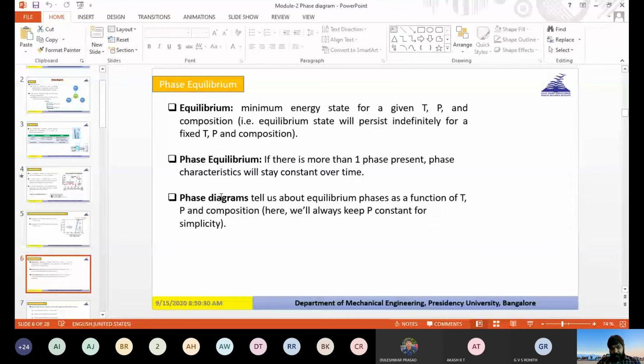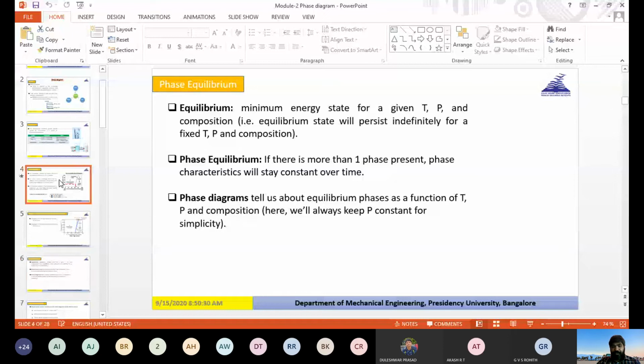So what does this phase diagram tell us? It will tell us about the equilibrium phases that are present in a system as a function of temperature, pressure and composition, meaning at different temperature, pressure and composition, what will be the phases present in a system. Because you have seen that with respect to temperature, pressure and composition, these phases are going to change. As we have seen in the case of the water and sugar system, by changing the temperature we can change the number of phases, and also by changing the composition we can change the number of phases.